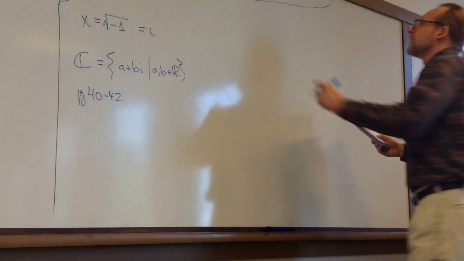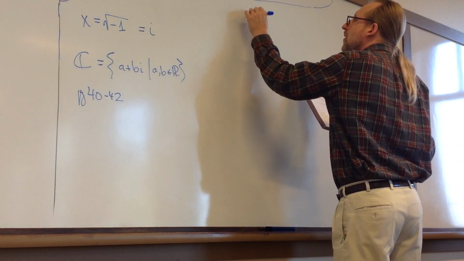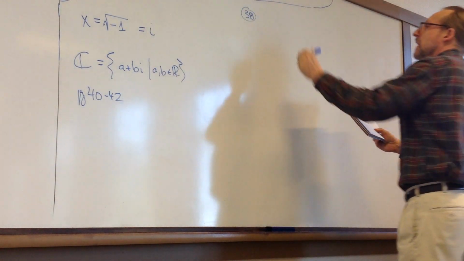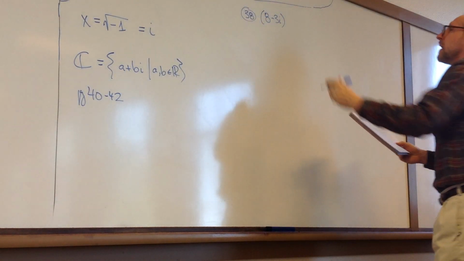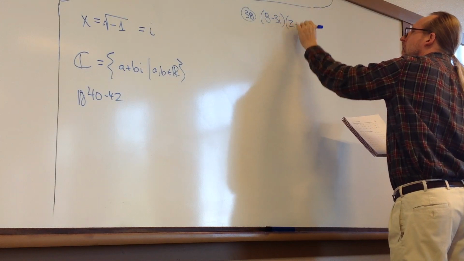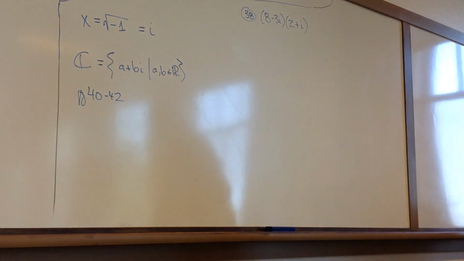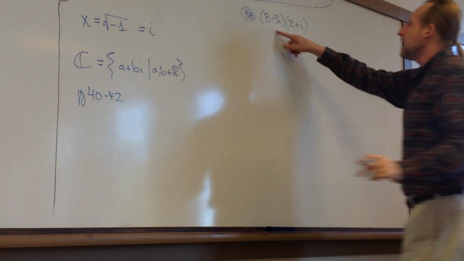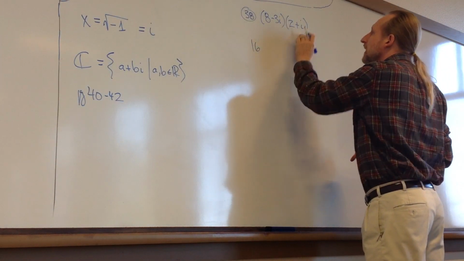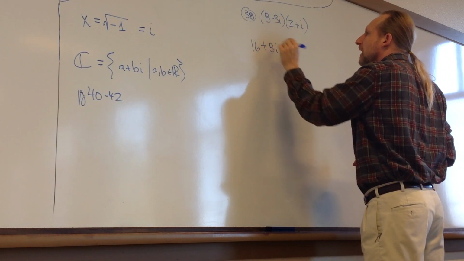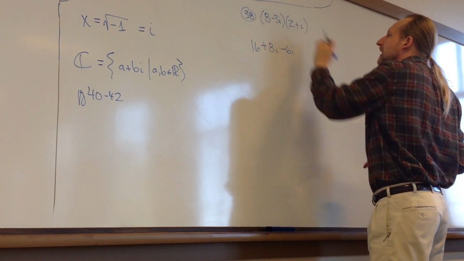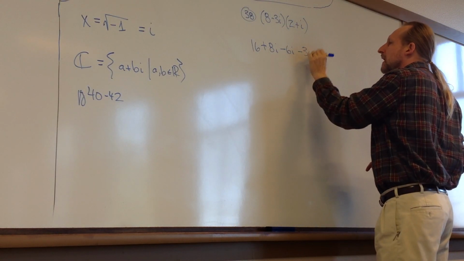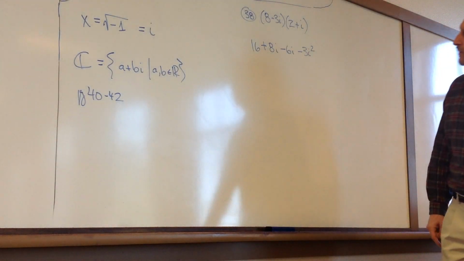Okay, problem 38. We've got 8 minus 3i times 2 plus i. So, again, we want to distribute here. 8 times 2 is 16. 8 times i is 8i. Negative 3i times 2 is negative 6i. Negative 3i times i is negative 3i squared.